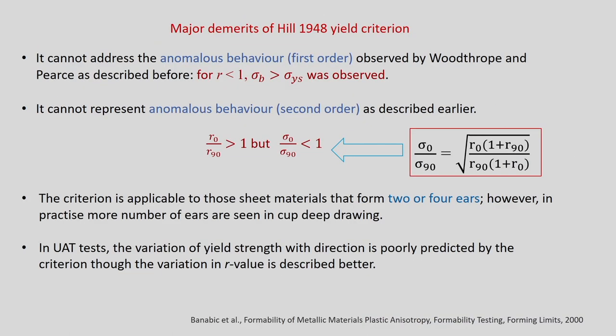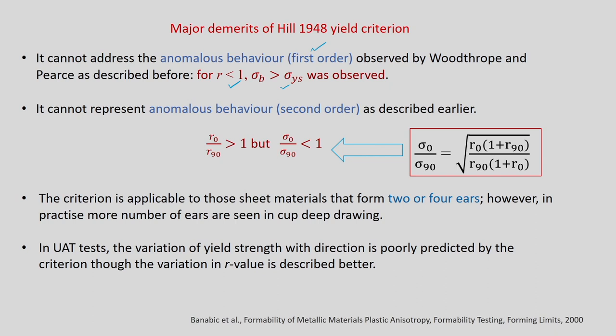Okay, so let us complete this part. What are the major demerits of Hill's 1940 yield criterion? The first one is, it cannot address anomalous behavior of first order, which we have just now discussed, which means for r less than 1, sigma b greater than sigma ys were observed.